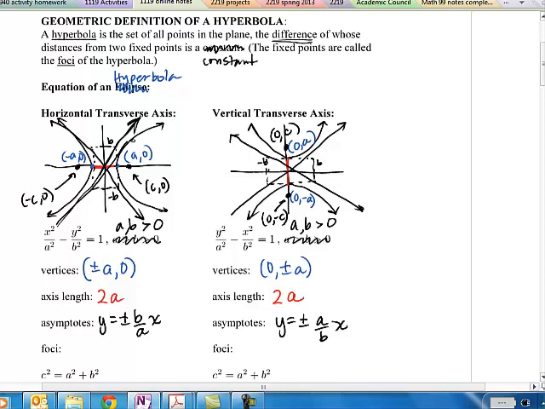And the idea would be that if we were to look at any point on the graph, take the distance between the first focus and that point and the second focus and that point, and look at the difference of those two, it should be the same as the difference in those distances for any other point on the graph. So the definition is a little complicated, but the foci are connected to the geometric definition.